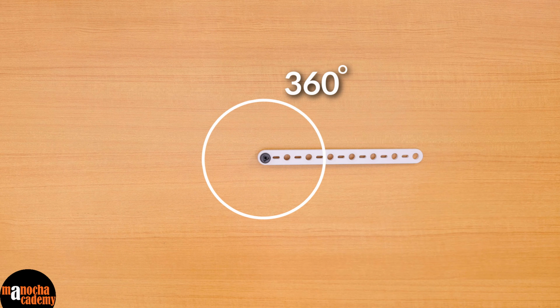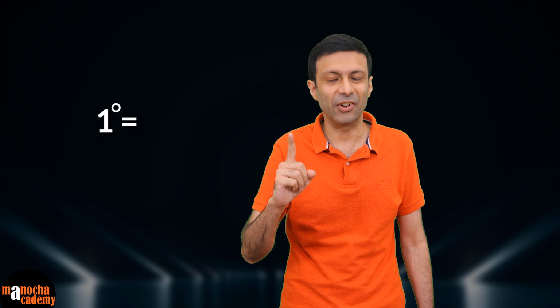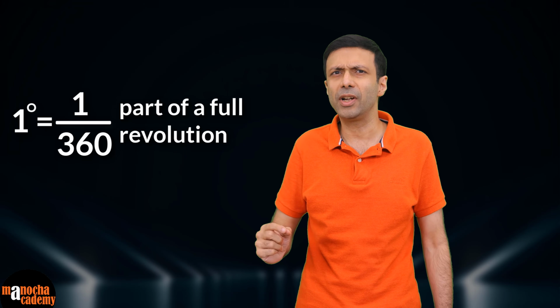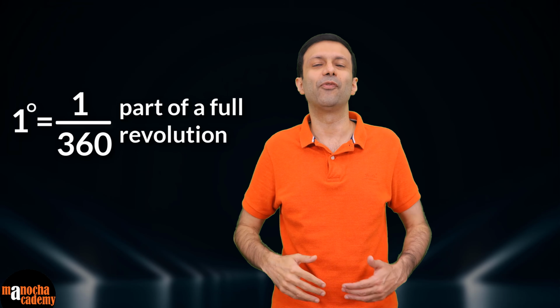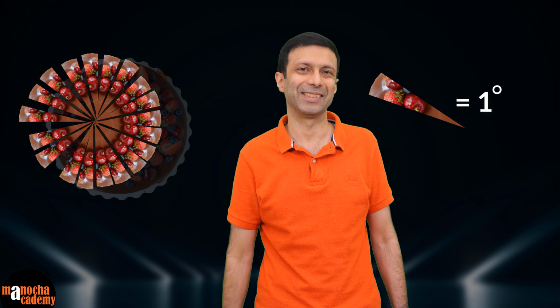The full 360 degrees can be divided into 360 equal parts. So 1 degree is 1 by 360th part of a full revolution. So every time you move 1 degree, you move a very small, a tiny angle. And when you move 360 times like this, then it is the full 360 degrees, or we say we have done a full rotation. You can also take the example of a cake. So let's say you take your birthday cake and cut it into 360 equal slices. So each of these slices is going to represent 1 degree, an angle of 1 degree.